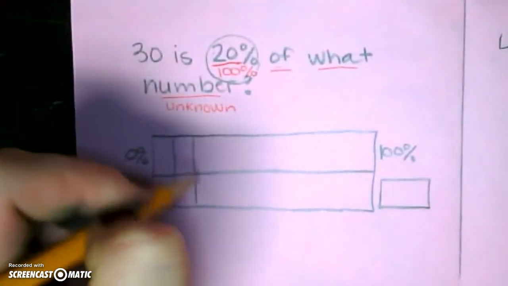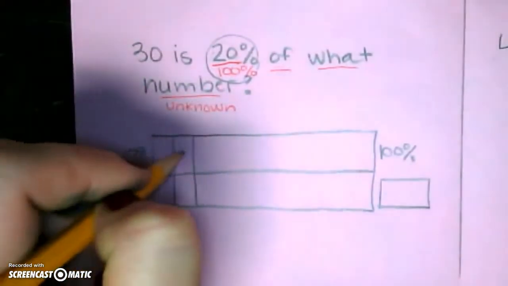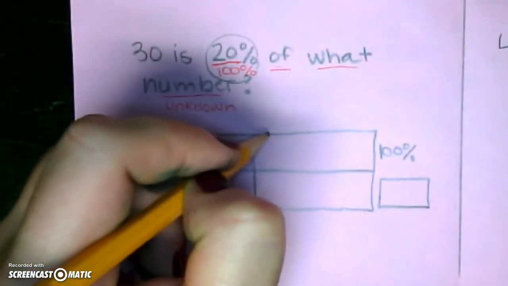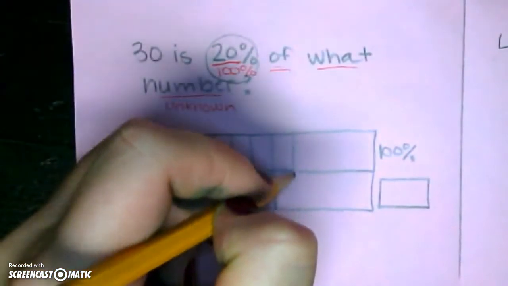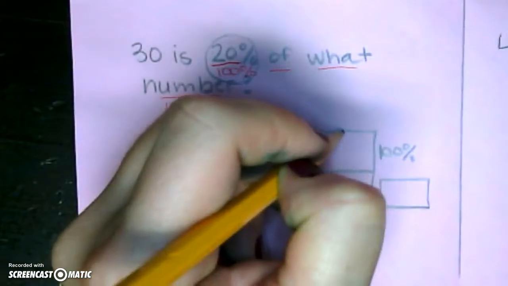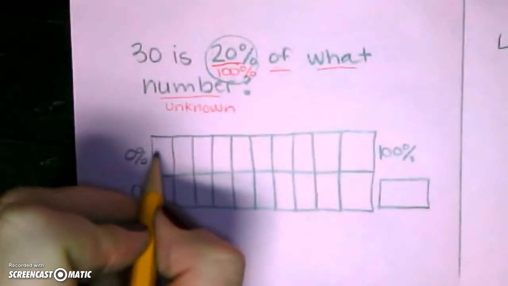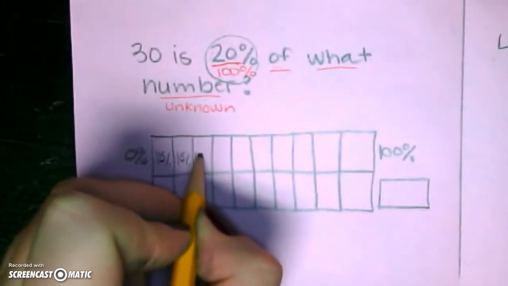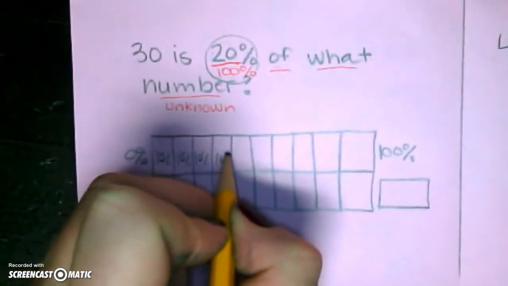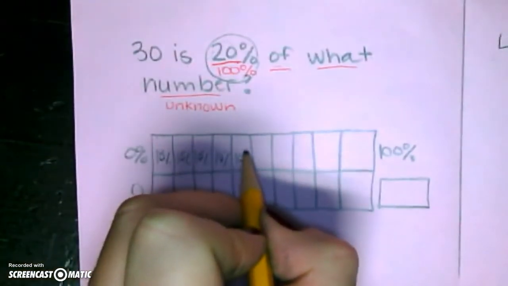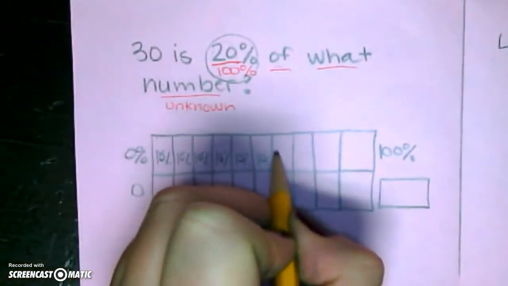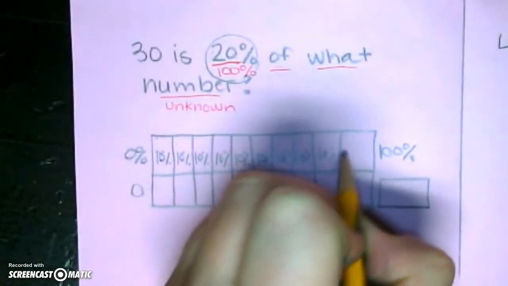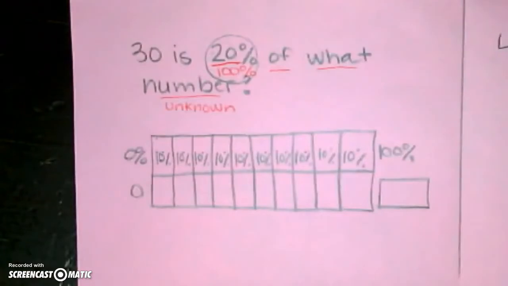I'll say, okay, I'm going to cut each one of these into 10. So 1, 2, 3, 4, 5, 6, 7, 8, 9, and 10. Okay, well each one of these pieces are worth 10%. There's 10, 20, 30, 40, 50, 60, 70, 80, 90, and 100.